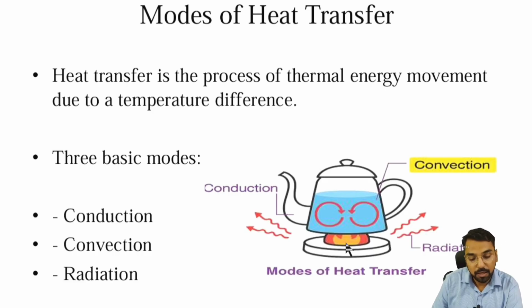First, the burning flame is in contact with the metal kettle, and due to this contact the solid metal kettle is going to be heated. Why? Because the metal is made up of molecules and atoms, and these molecules or atoms vibrate about their central position, and some free electrons also get transferred, and due to this the heat transfer takes place. That heat transfer is known as conduction heat transfer.